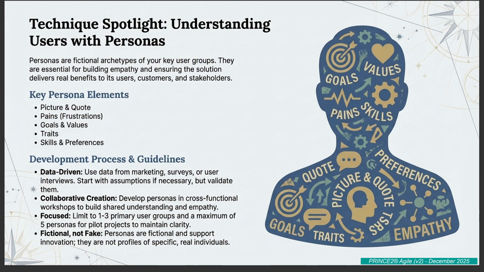It prevents those situations where the dev team and the marketing team have completely different ideas about who the user is. And third, they need to be focused. You don't want a cast of thousands. No, absolutely not. Too many personas just dilutes the focus. The guidance suggests 1 to 3 primary user groups, maybe 5 personas max for a new project.